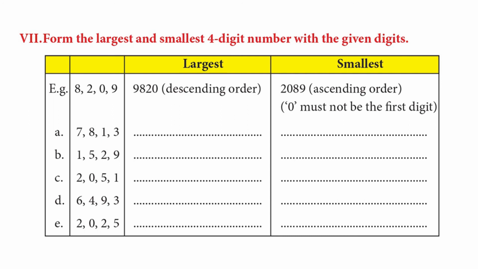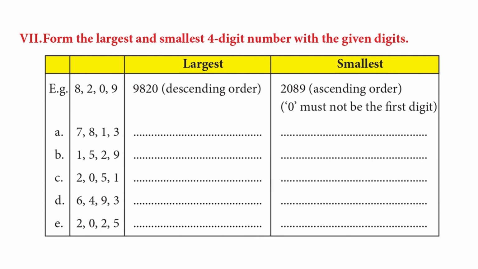Okay, so we have come to the last exercise. Form the largest and smallest 4-digit numbers with the given digits. The first one is given for you: 8, 2, 0 and 9. So, the largest number you can form is 9,820. The smallest one is 2,089.